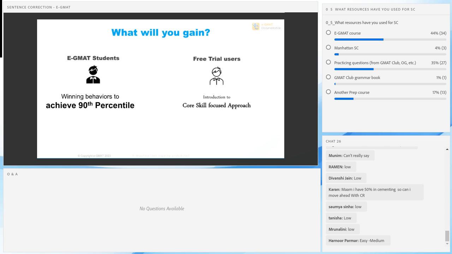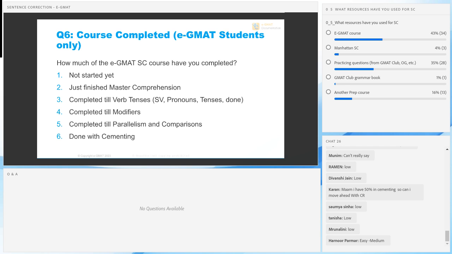Why is it that every 3 out of 5 successes that are posted on GMAT Club are by e-GMAT, right? You'll get to understand what it means to prepare for the GMAT in the most efficient and effective way. You're going to learn the core skills focused approach, and that's where I'm going to be continually telling you with each question how, when you're practicing questions on your own, you should be cautious of those best practices.